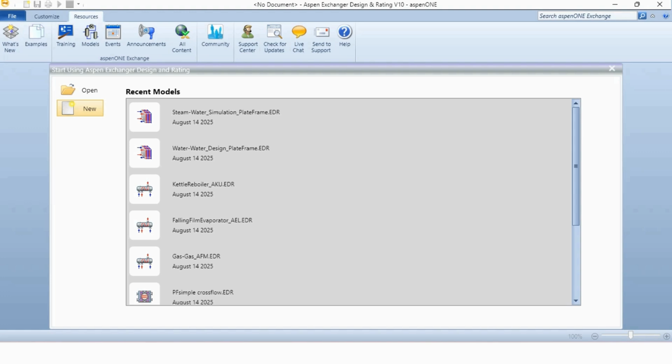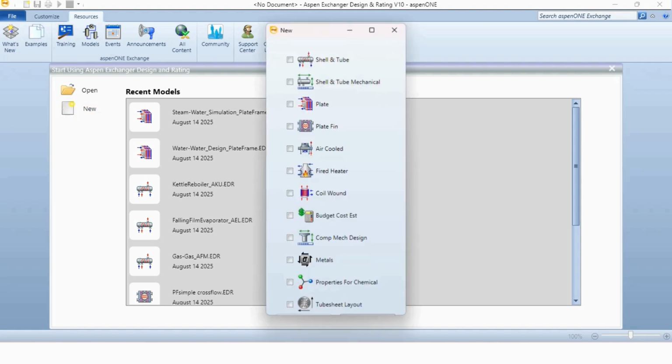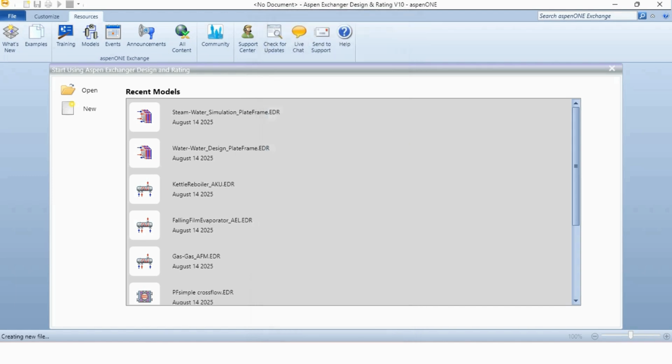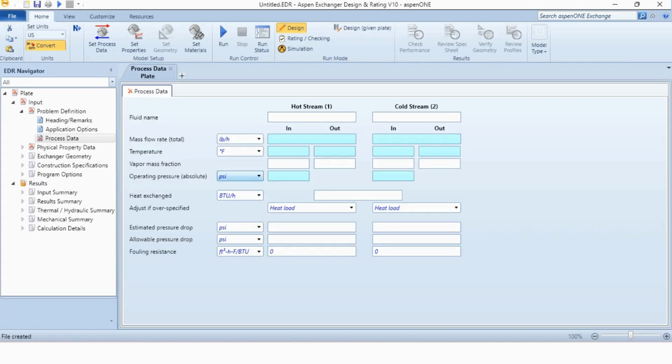So coming to Aspen Exchanger Design and Rating, we will click on this new button and we will click on this plate and then we will create it. Once it is created, we will now start our process. First we will write hot stream as steam, and for cold stream we will write water.